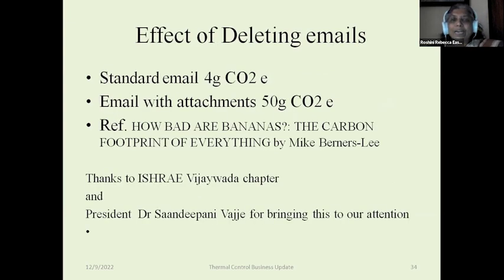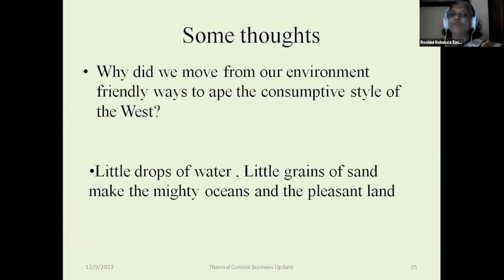Now, there was this little initiative by the Vijayawada ISHRAE chapter which said that, why are you keeping unwanted emails in your inbox? That's actually from a book called How Bad Are Bananas? The Carbon Footprint of Everything. So you find that little low-hanging fruits are available for us to make a difference in the larger picture. Yes, all our equipment is energy efficient, all the big systems are energy efficient, they are working properly, we don't disagree with that. But if this is the situation on the very bottom level, you question what really is happening in the higher levels. So I end with that, why did we move from our environment-friendly ways to ape the consumptive style of the West?